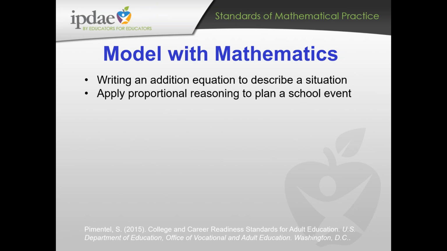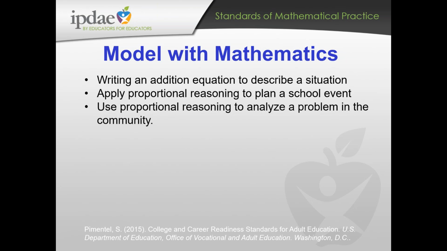Applying proportional reasoning to plan a school event. One example: if we're trying to sell tickets to raise money, and one ticket costs, let's say, $45, how many tickets do we have to sell in order to make a profit of, let's say, $2,000 to buy something for our club or to fund a particular school event? You're going to require the use of proportions. Set up your proportions, treat them as if we're working with fractions, and go from there.